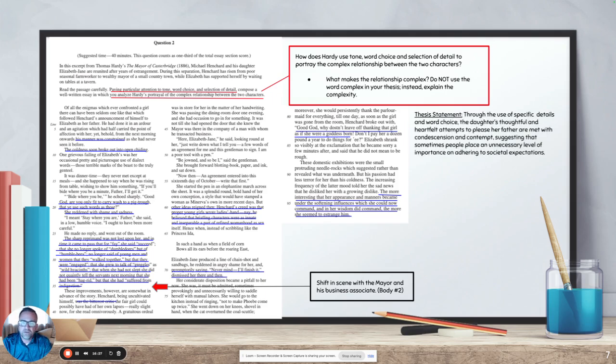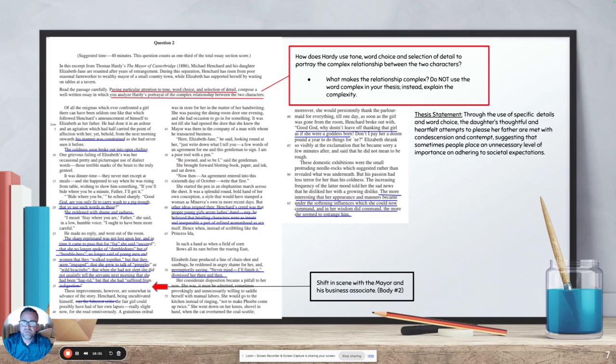So if I looked at all this information, a thesis statement that answers the question that is in the prompt might read something like this. Through the use of specific details and word choice, the daughter's thoughtful and heartfelt attempts to please her father are met with condescension and contempt, suggesting that sometimes people place an unnecessary level of importance on adhering to societal expectations.